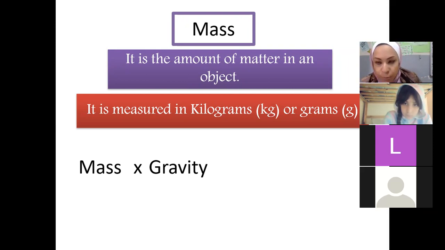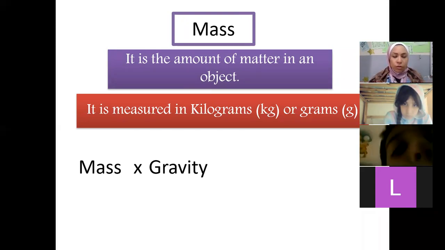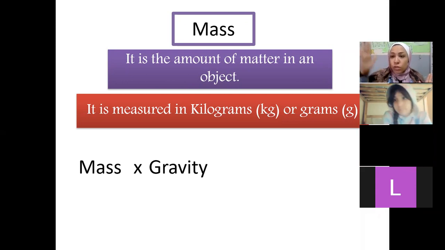Let me give you an example. Now, on Earth, you can walk very well on the ground. You don't have any problem walking on the ground, right? But when you go to space, when you go to the moon, can you walk in the same way?